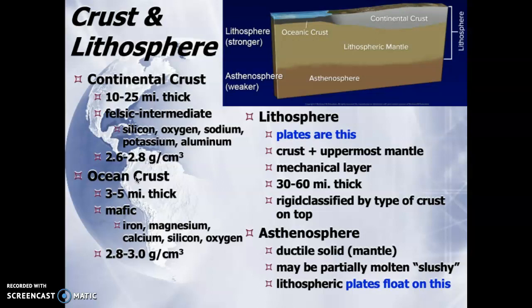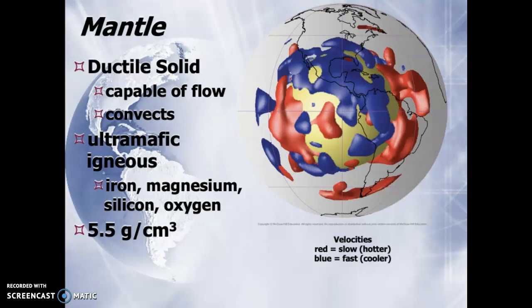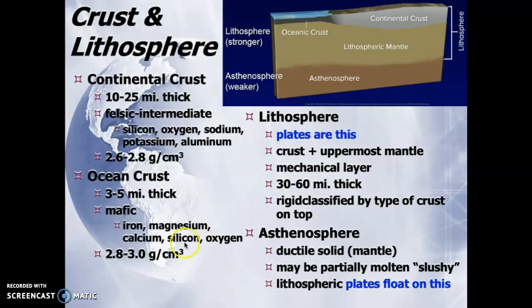The ocean crust, you can see, is quite a bit thinner, only 3 to 5 miles thick compared to 10 to 25 miles for the continental crust. It is mafic in composition. This is the black igneous rock. It is dominated by iron and magnesium, as well as calcium, silicon, and oxygen. And you'll notice that composition is similar to the mantle, and this comes into play a little bit later. So that is not a coincidence. And you can see that it is a little bit more dense than the continental type crust.